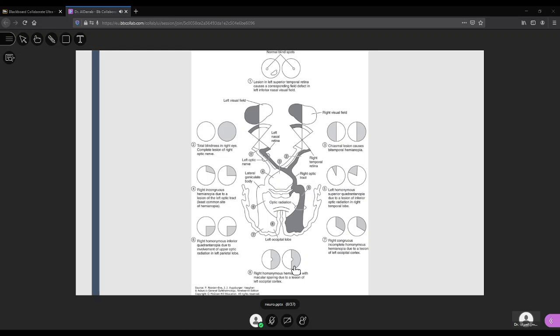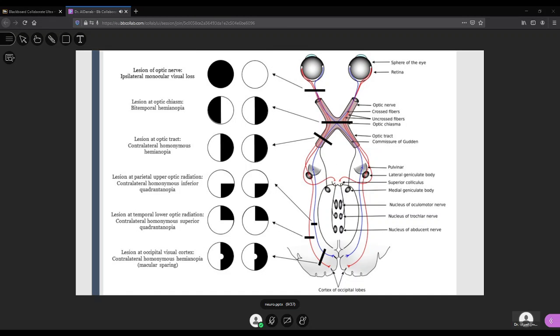Now, this is very important. Right homonymous hemianopia with macular sparing. The area here, the macula, is spared. This is specific for the occipital cortex. For occipital cortex, the macular sparing. This is specific for occipital cortex damage. This is the same.